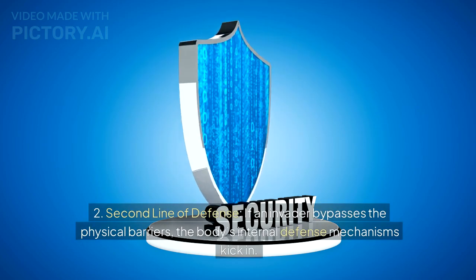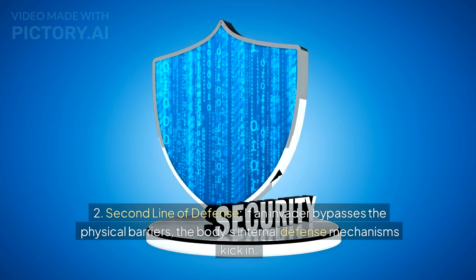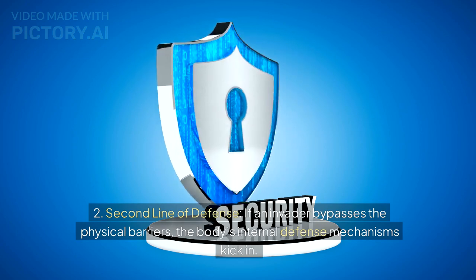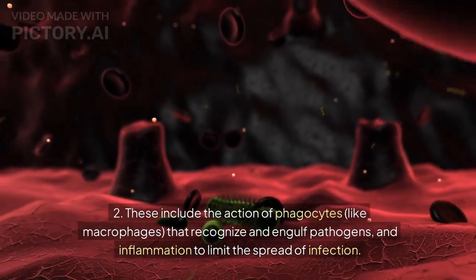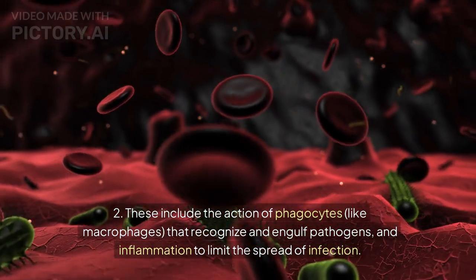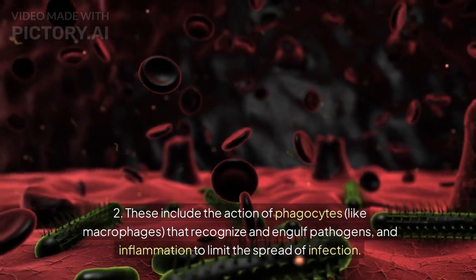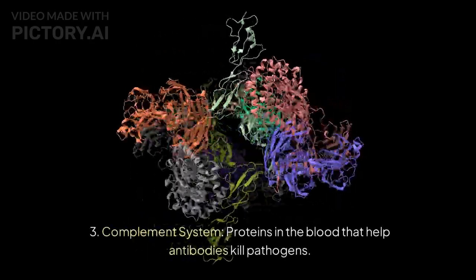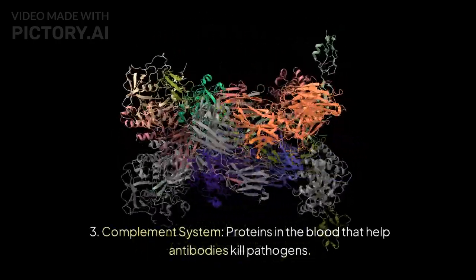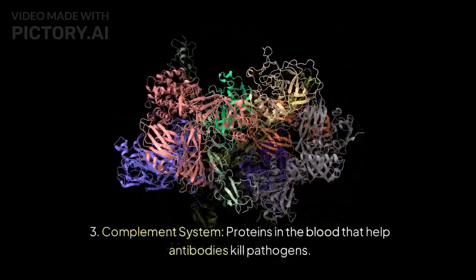Second line of defense. If an invader bypasses the physical barriers, the body's internal defense mechanisms kick in. These include the action of phagocytes, like macrophages, that recognize and engulf pathogens, and inflammation to limit the spread of infection. Third, the complement system. Proteins in the blood that help antibodies kill pathogens.